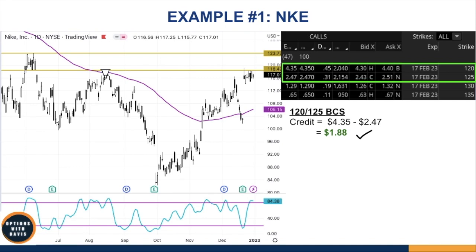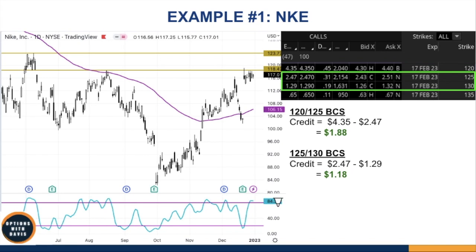Now let's take a look at the more conservative one, which is 125, which is above down here. Let's see if we can get a credit which we want. As you can see, 125, 130 gives us a credit of $1.18, which is much lesser than this, but it is still within the credit which we want, which is $1 to $1.50. So we can definitely go ahead with this trade if you want to. This is how you identify whether you can place the trade on or not.